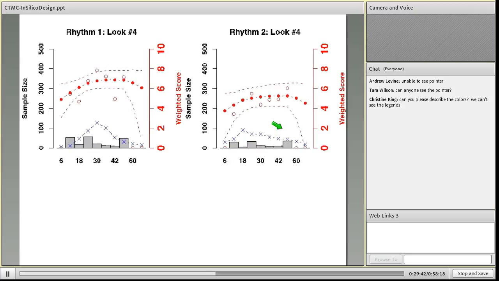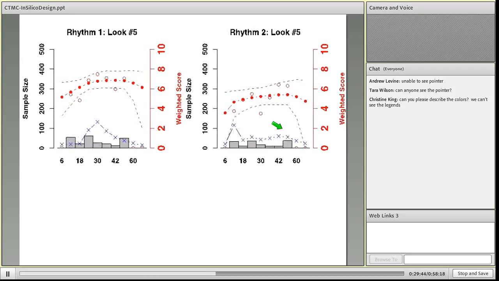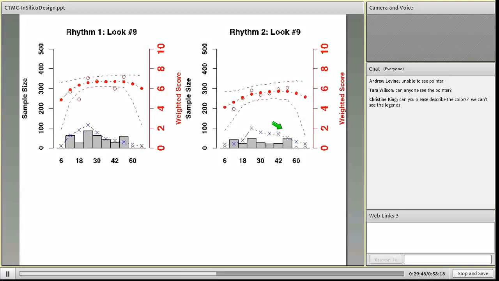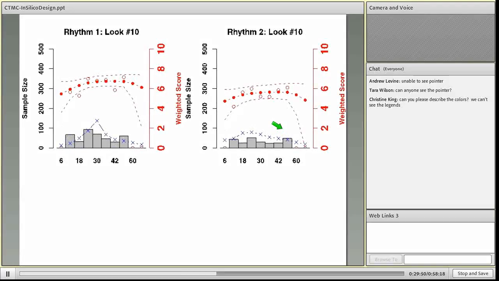We enroll more patients, we collect more data. The model is being updated. You can see the model being updated. So at this point, we've enrolled, we've really focused in this region on this rhythm type.